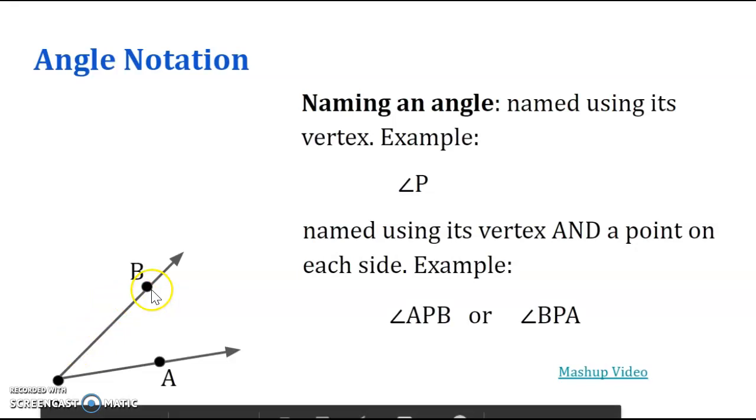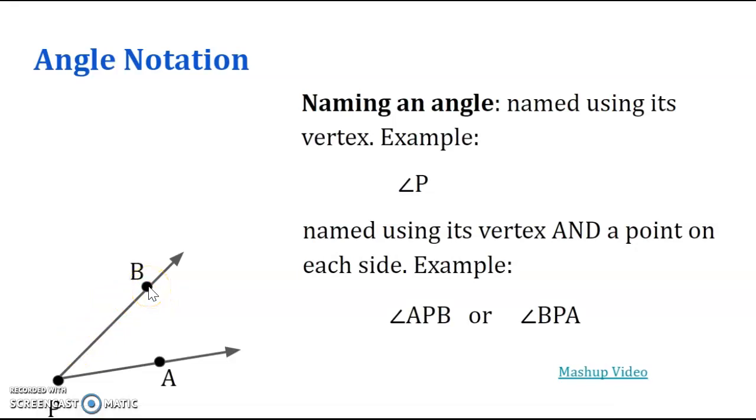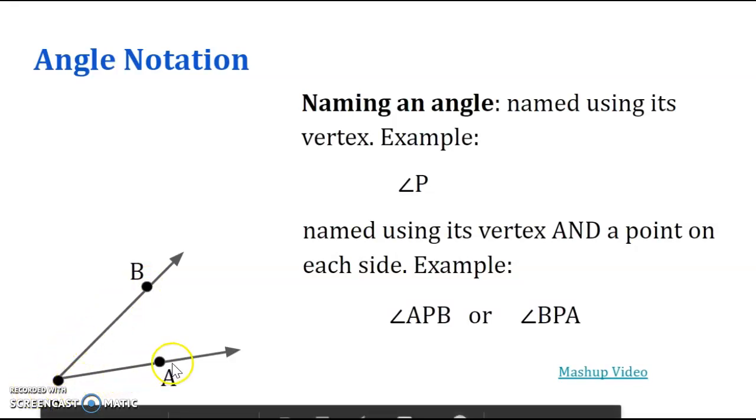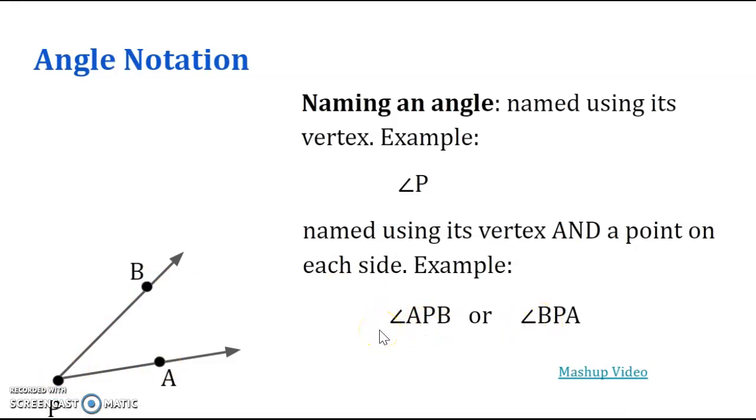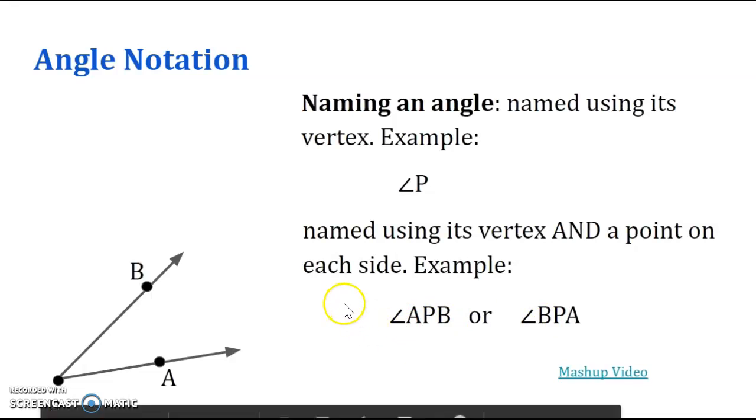We use the 3 letters, and you need to follow with your eyes. B, P, A, you need to just go along and say it out loud. B, P, A encloses this angle here, okay? And the letter in the middle is always going to be the vertex of the angle. So that's really important. You can also call it A, P, B. Either will be fine. Using 3 letters is going to be a lot more preferable in general, just because it is less confusing and less ambiguous.